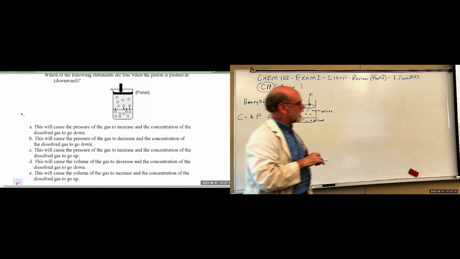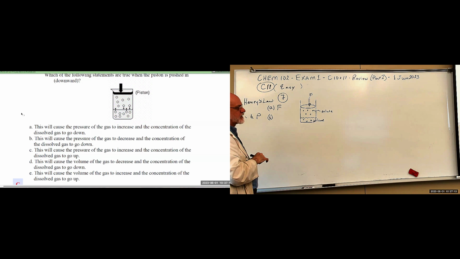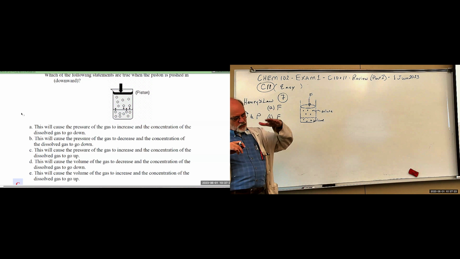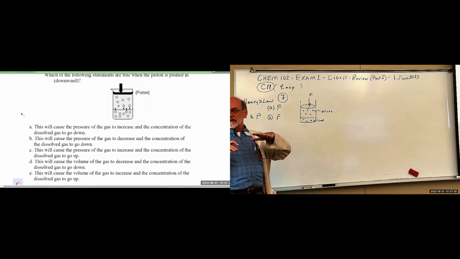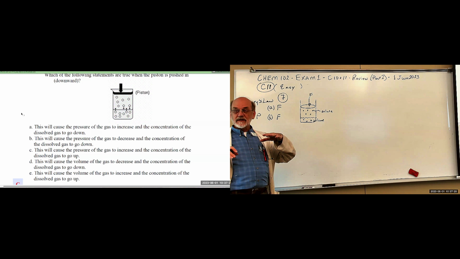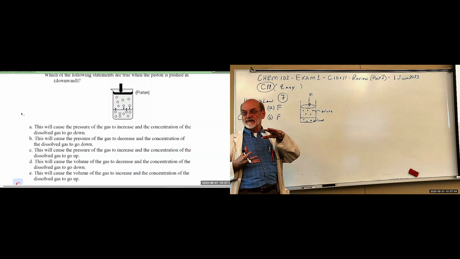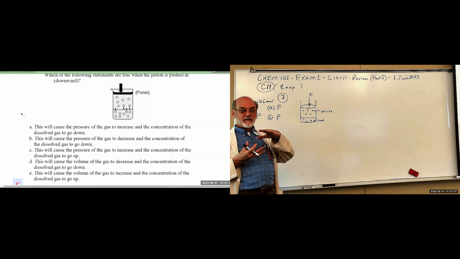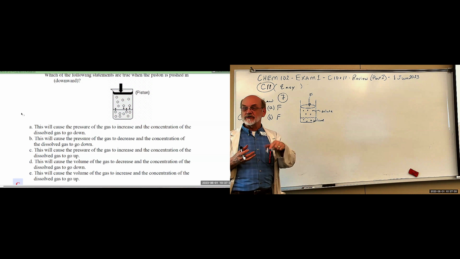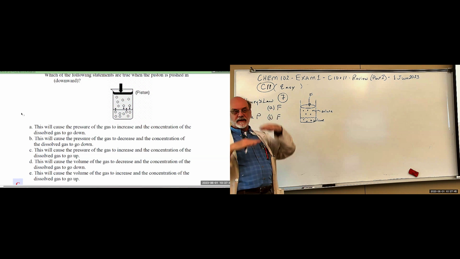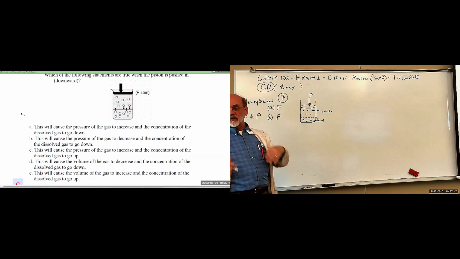B: This will cause the pressure of the gas to decrease and the concentration of dissolved gas to go down. The pressure will not decrease, the pressure will go up. Initially it might go up, but then what does Le Chatelier say? We're disturbing an equilibrium situation, so it's going to respond in such a way as to relieve that pressure. It relieves the pressure by putting some of those molecules into solution, and that decreases the gas pressure above the liquid. It won't decrease it all the way, but it will mitigate it some.